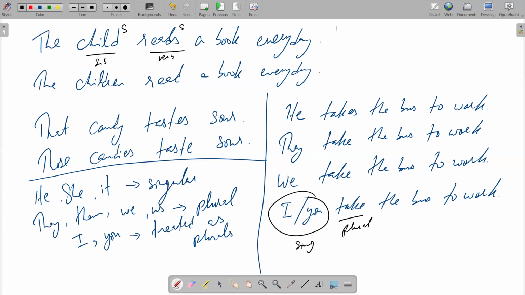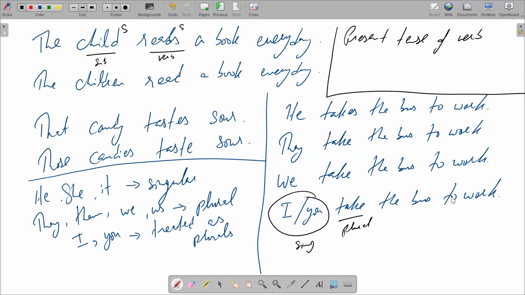Acha, one thing that I just remembered: this whole thing is basically applicable to the present tense of the verb, right? It's not so much applicable to the past tense. And also it's applicable to helping verbs, right? So is, am, and are. Is is singular, are is plural, am is always used with the I, right?